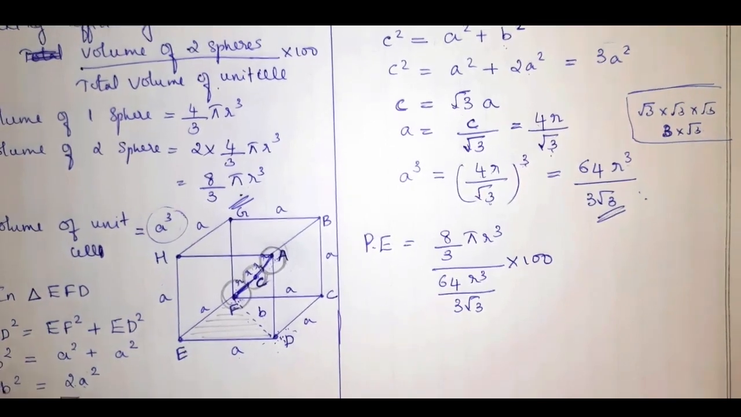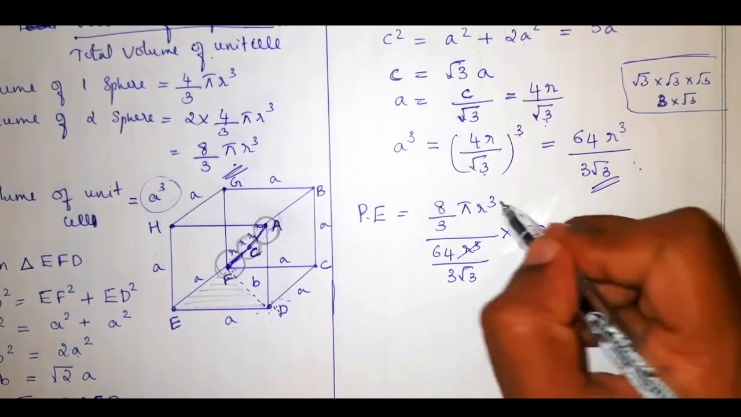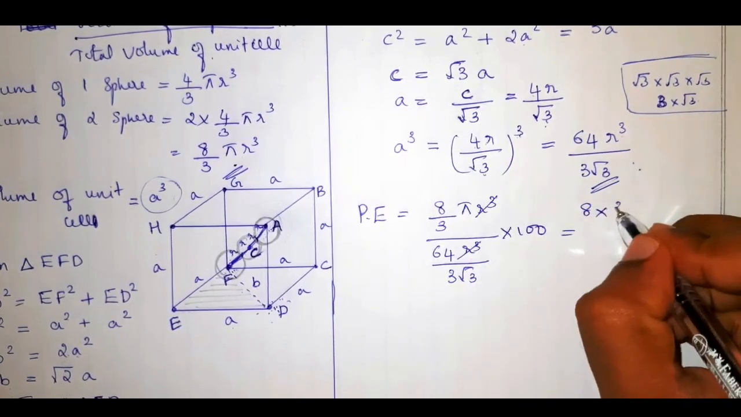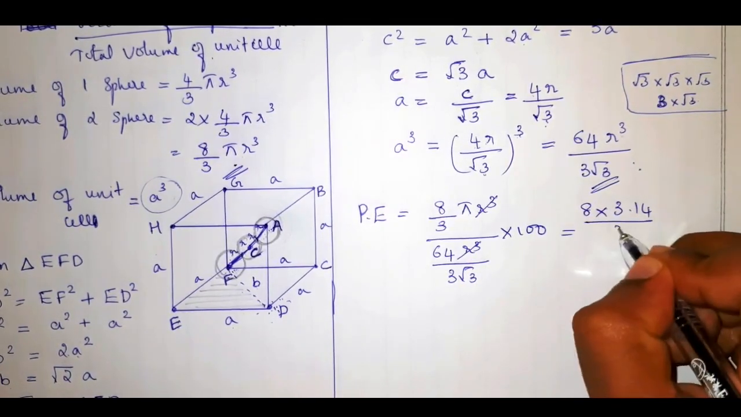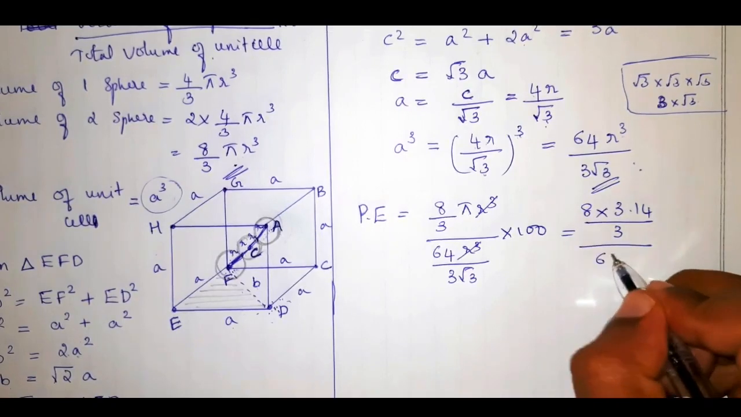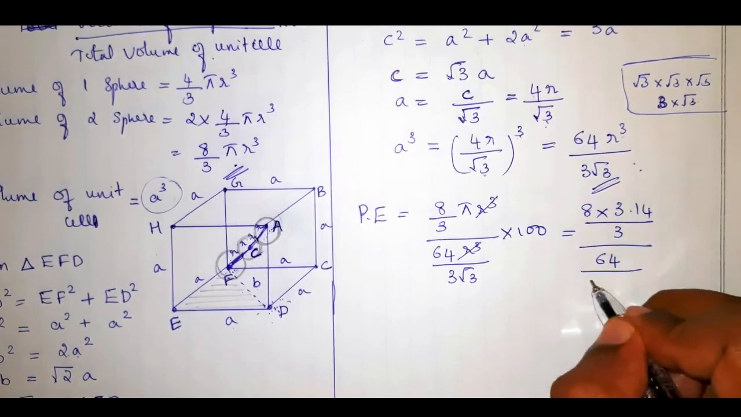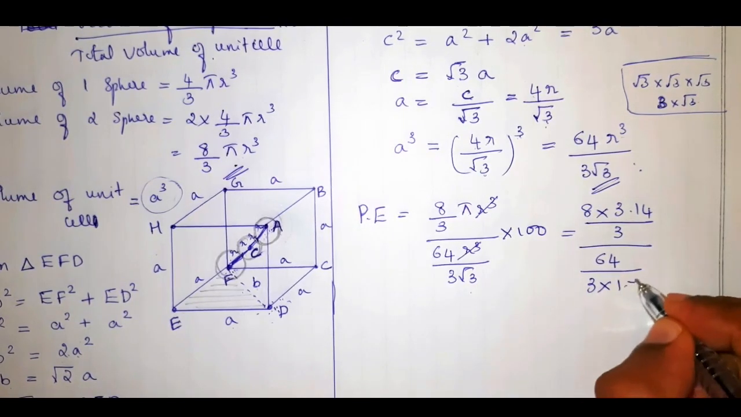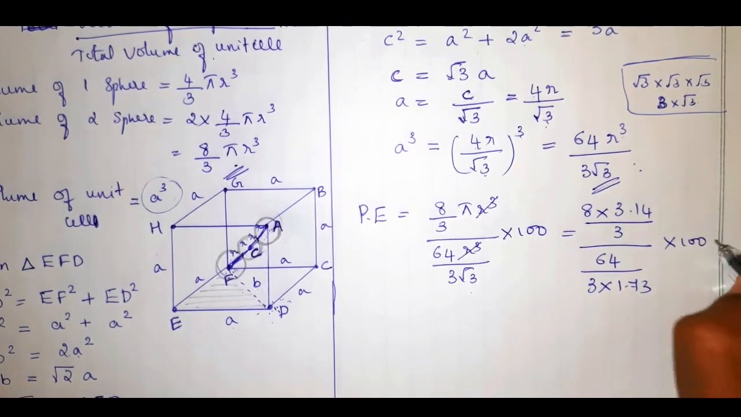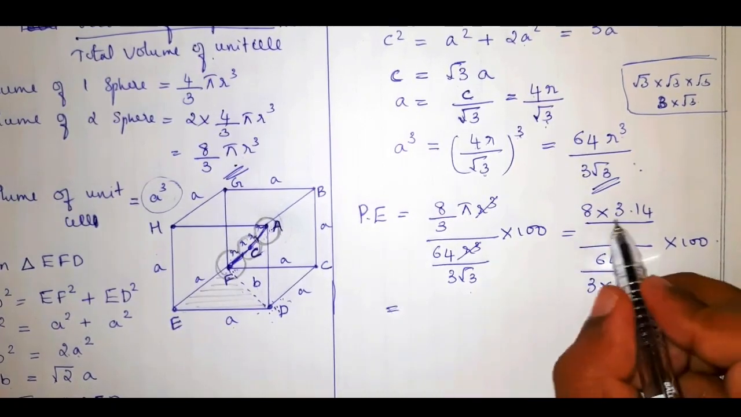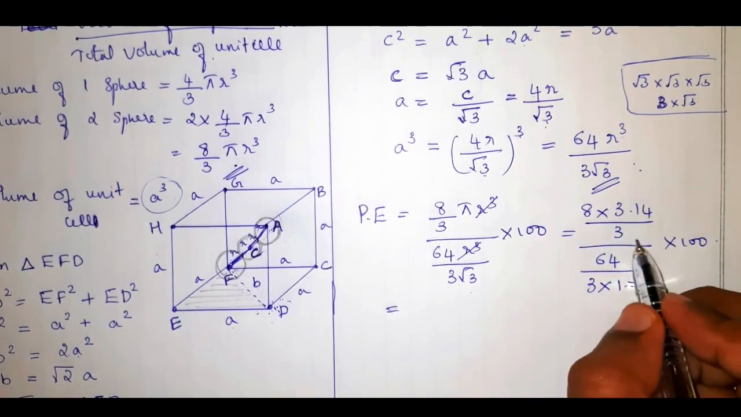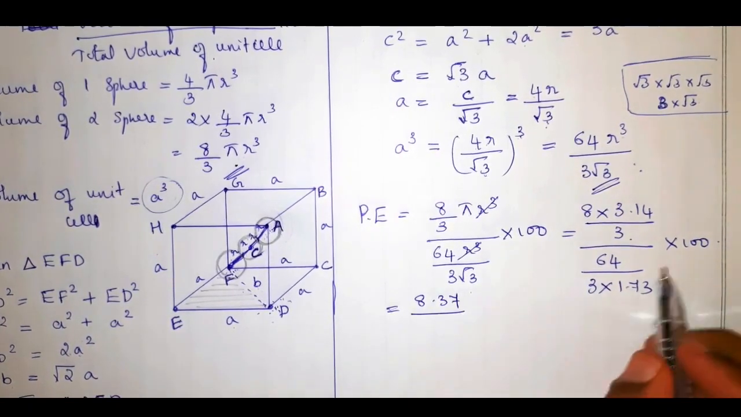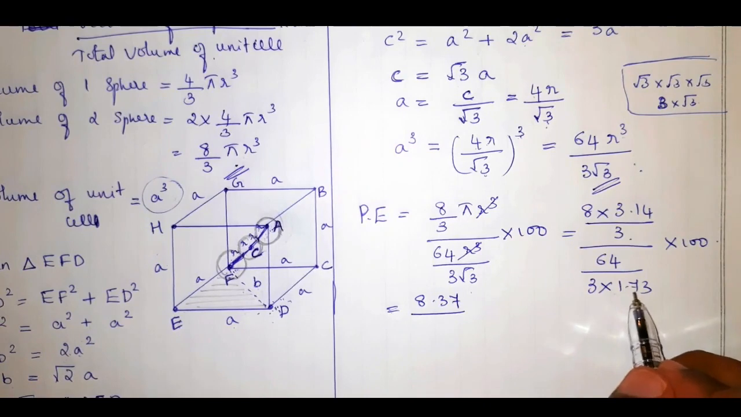Now you have to simplify this. R cube and r cube cancel. Then you get 8 into pi, which is 3.14, divided by 3, over 64 divided by 3 into root 3, where root 3 is 1.73, into 100. Just simplify this. 8 into 3.14 divided by 3 gives 8.37. Then divide by 64 by 3 into 1.73.